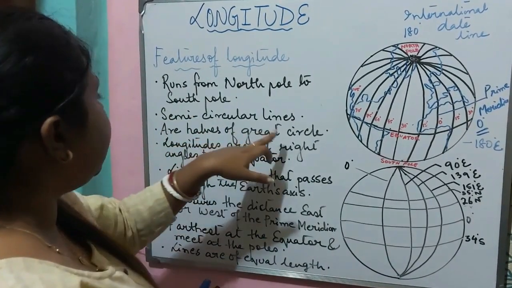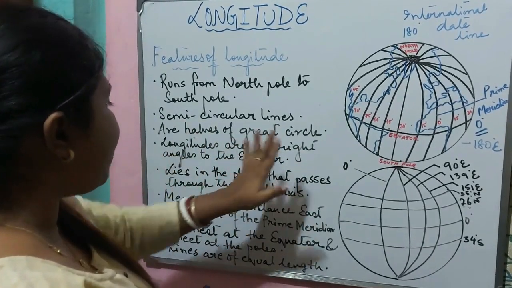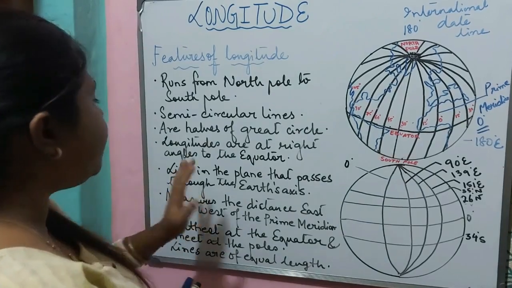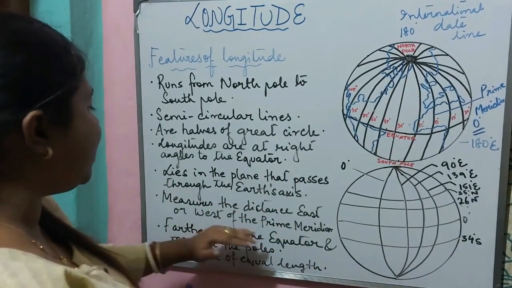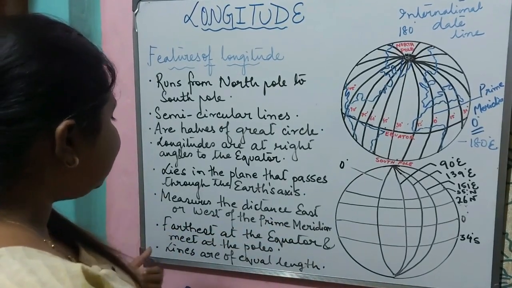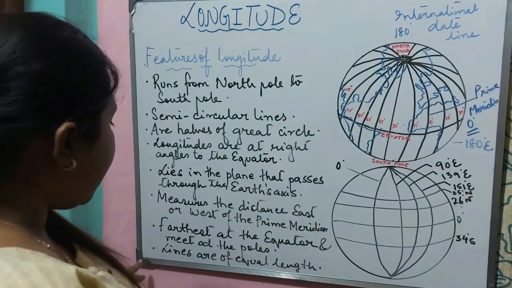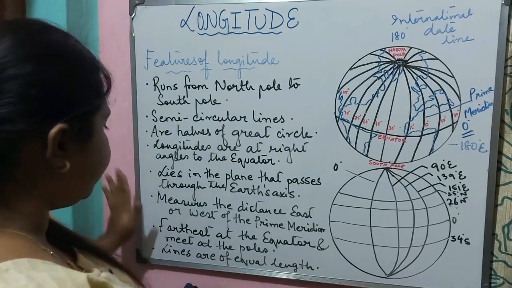These are semicircular lines, halves of great circles. Longitudes are at right angles to the equator. That means they cross the equator at right angles. Lies in the plane that passes through the Earth's axis. Measures the distance east or west of the prime meridian. Farthest at the equator and they meet at the poles. The lines are of equal length. I hope all of you understood.